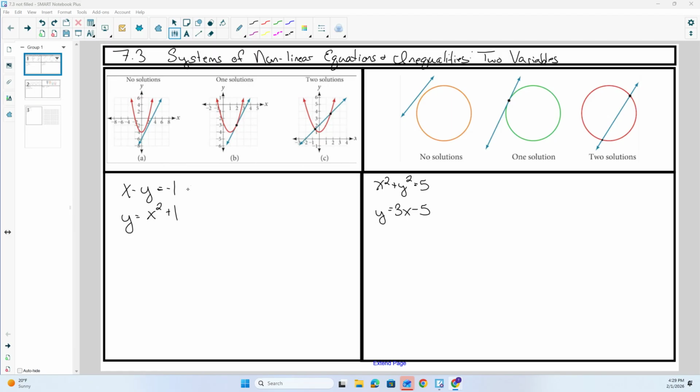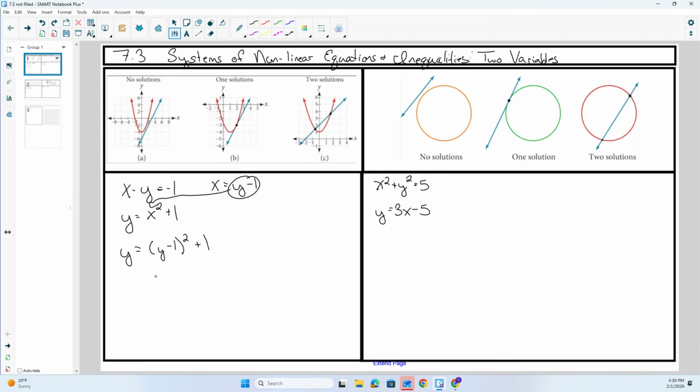So I'm going to take my first equation, make this x equals, I'm going to add y to both sides, y minus 1. Now I'm going to substitute, put this in there, so it's going to give me y is equal to y minus 1 squared plus 1. And so we're just determining, is this 1, 2 solutions, no solutions. So now we need to go ahead and solve for y.